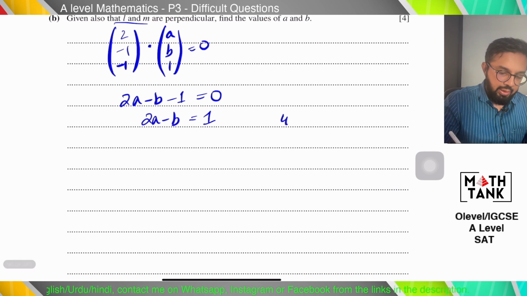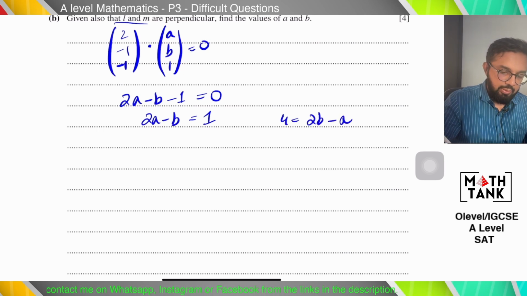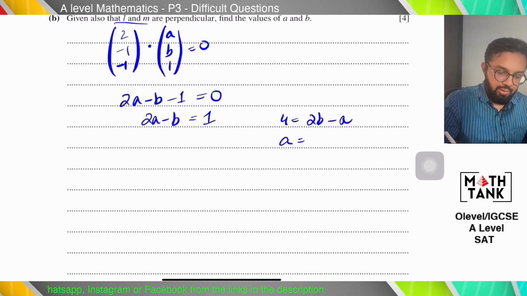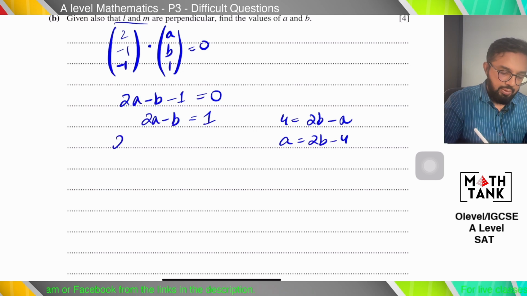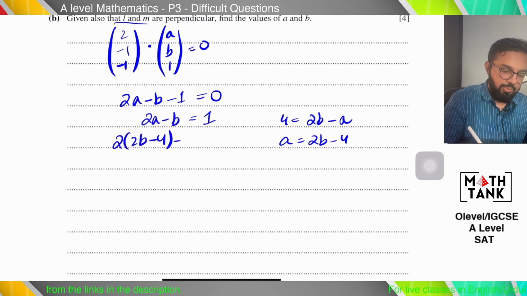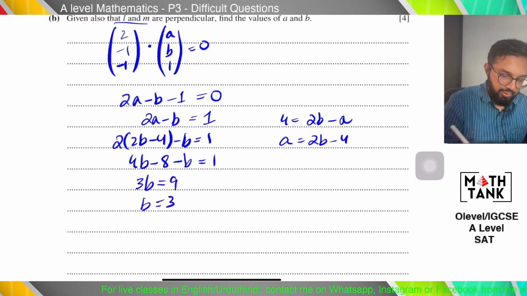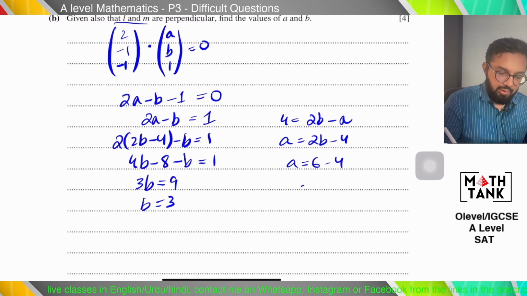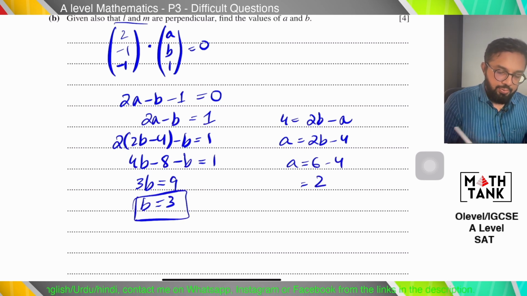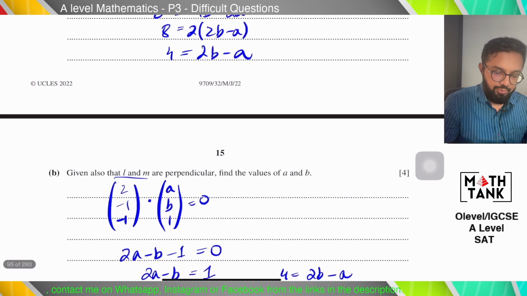So I have two equations now. Okay, I can take a substitution. a equals 2b minus 4. So 2b minus 4 minus b equals 1. 4b minus 8 minus b equals 1. 3b equals 9, b equals 3, a equals 6 minus 4. So b equals 3 and a equals 2.